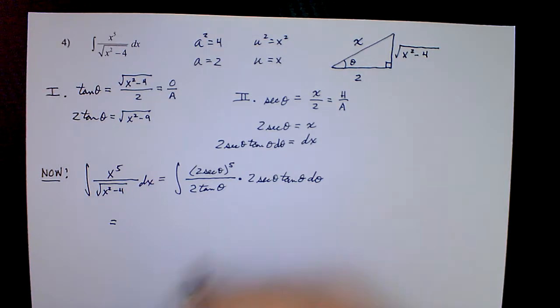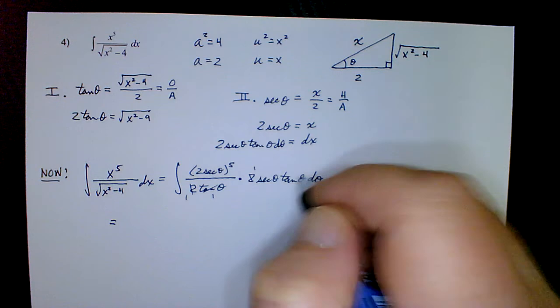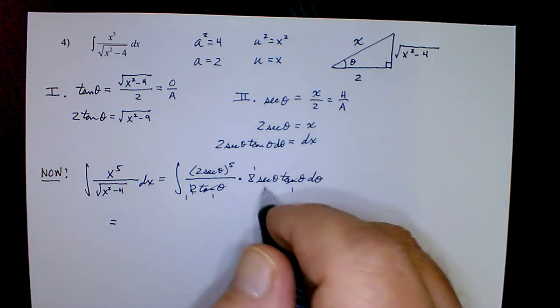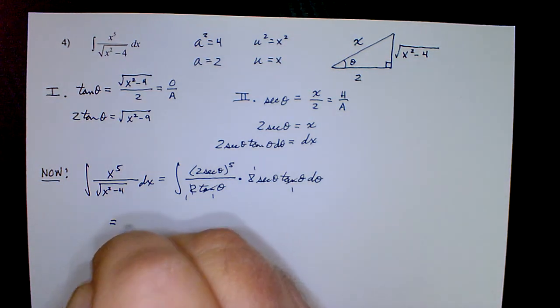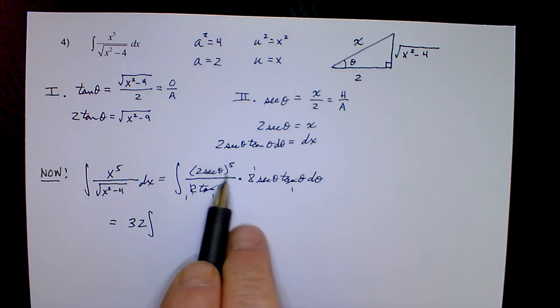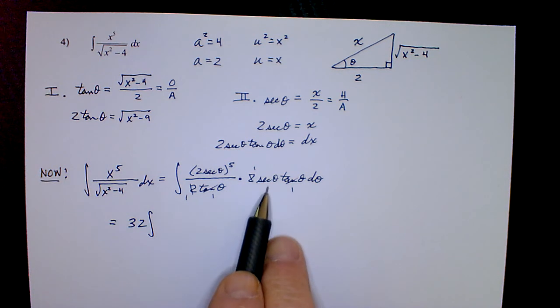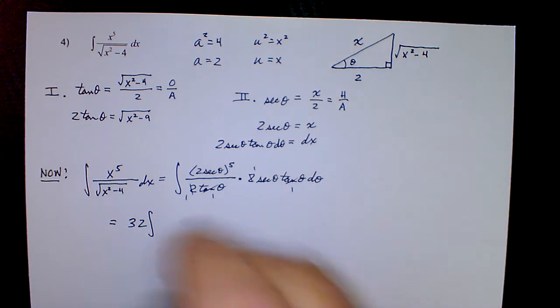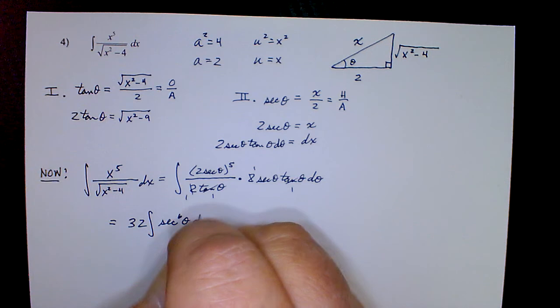Okay, from there we can simplify that integral. Looks like we can cancel some 2's, cancel the tangent, and we're left with 2 to the fifth, which is 32. Let's bring that out in front. And then in total, make sure you realize there's 5 factors of secant here, coming from secant of theta to the fifth, times this factor of secant, so in total, 6 factors of secant.